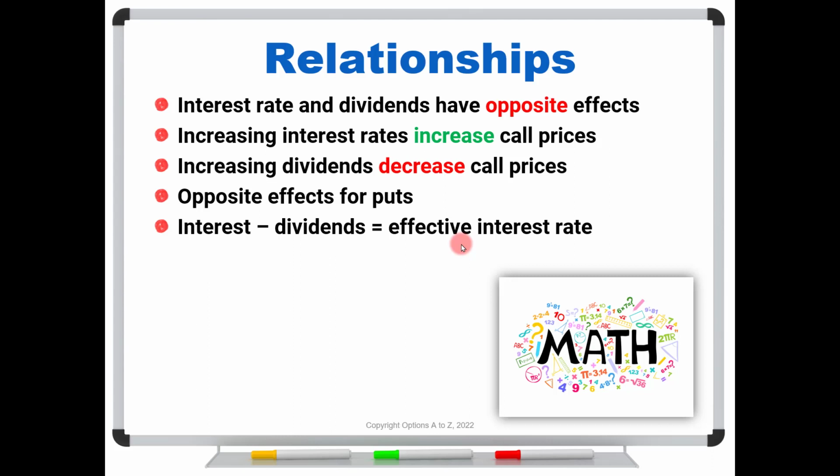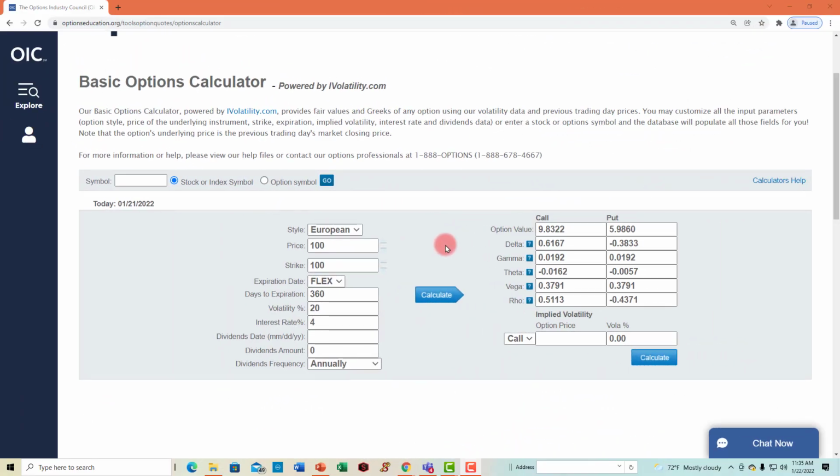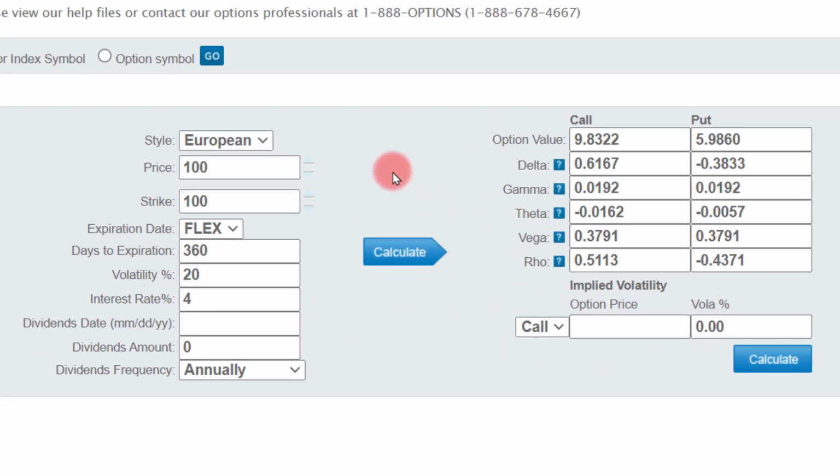To see it in action, let's go back over to our OIC pricing calculator and look at some examples. All right, so here we are back in the OIC pricing calculator. The first thing I'm going to do is change this from American to European style.